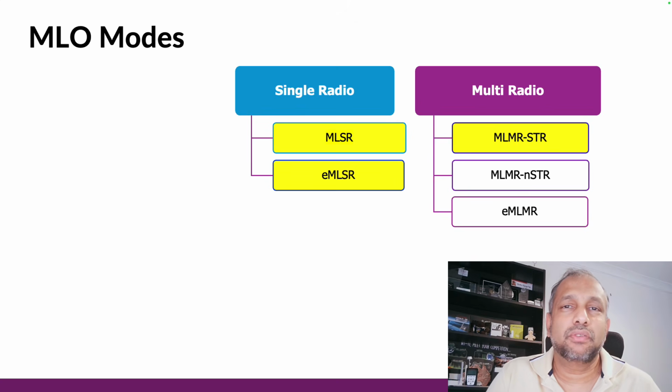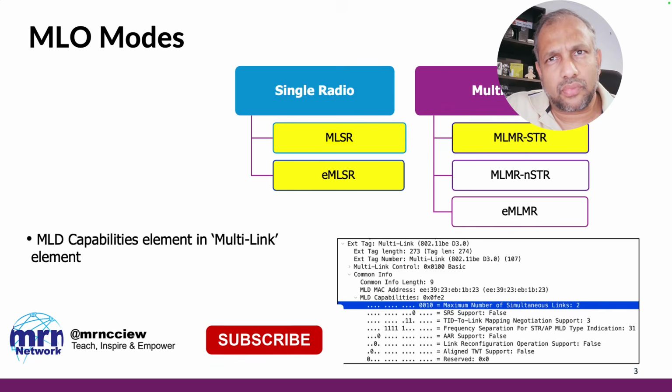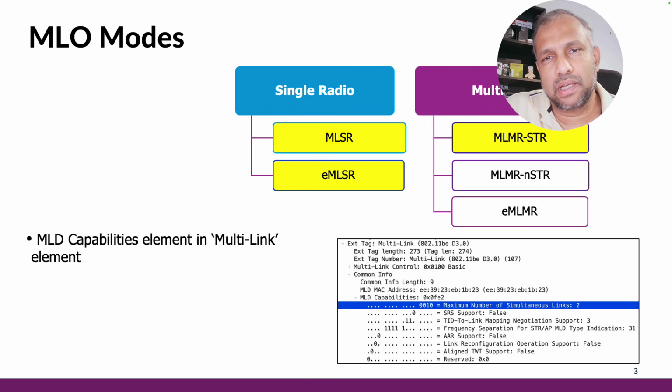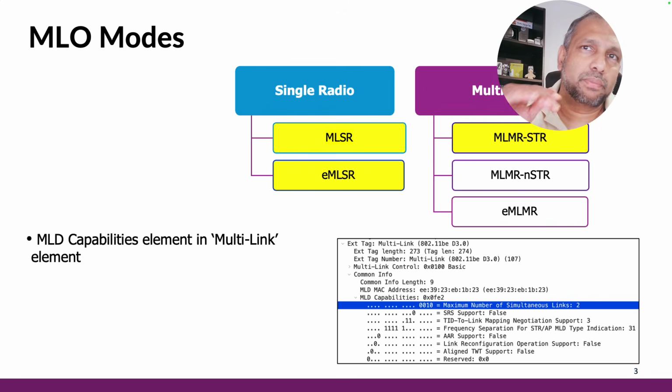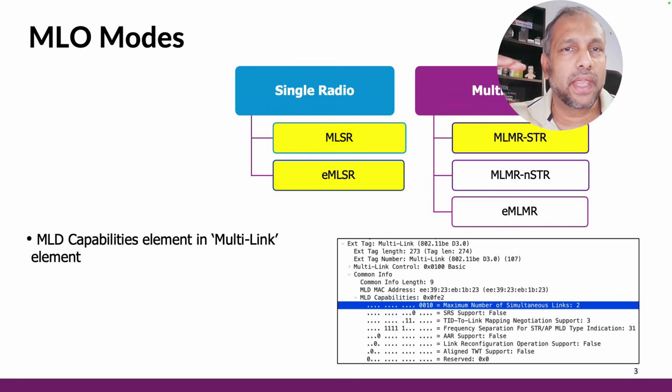Now, where does this information go in the frame exchanges? There's an element called the multi-link element. In this multi-link element, you can see in this example frame capture something called MLD capability. That means multi-link device capability. Inside that multi-link device capability, we have certain information.